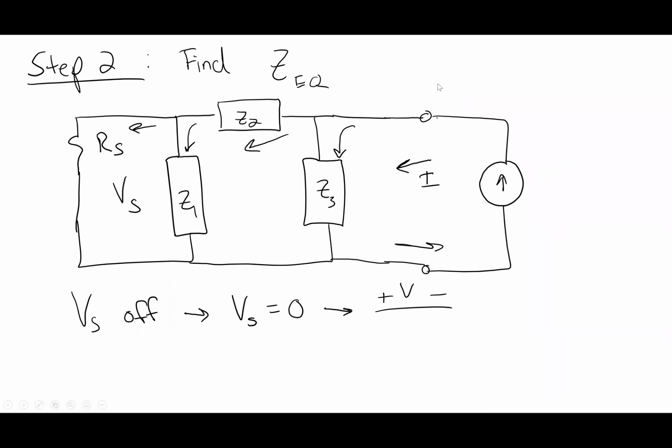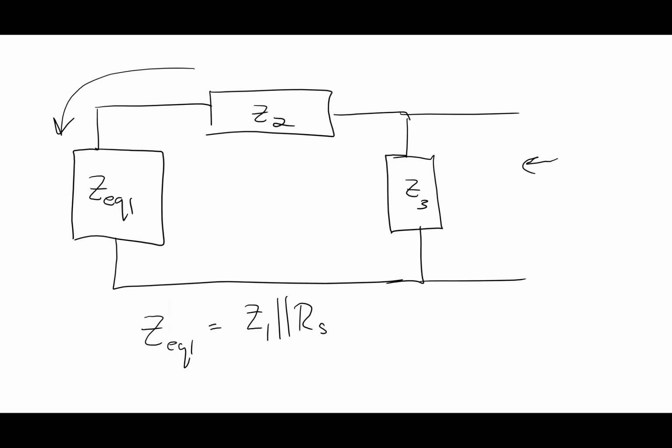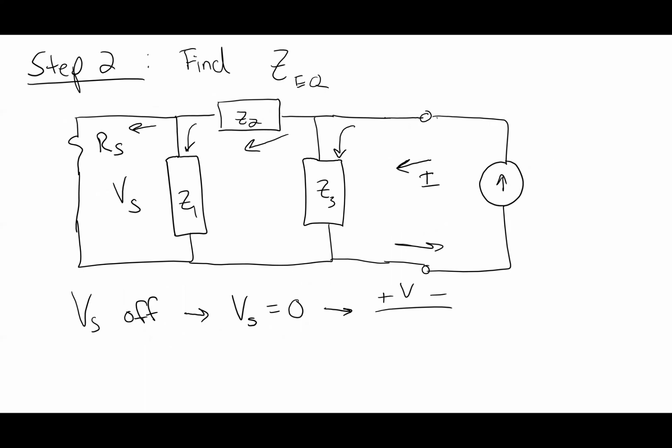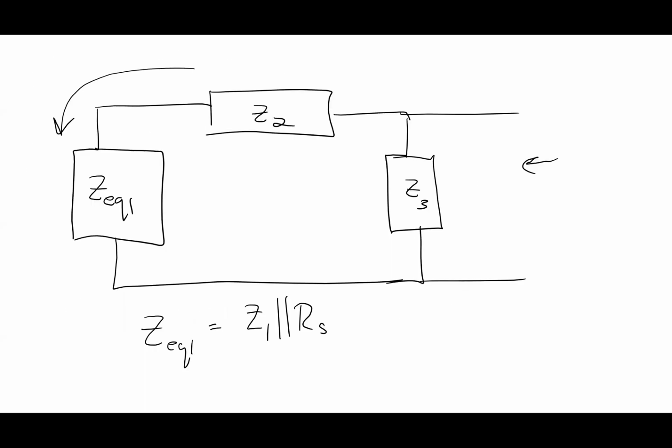So let's just be clear here. When I started with this circuit, what was my first step? Turn off the sources. Well, it's okay. Let's assume that's already done, right? What do I do after turning off the sources? RS and Z1 in parallel. Yeah, RS and Z1 in parallel, right? So that simplified this circuit here to this circuit here, right?